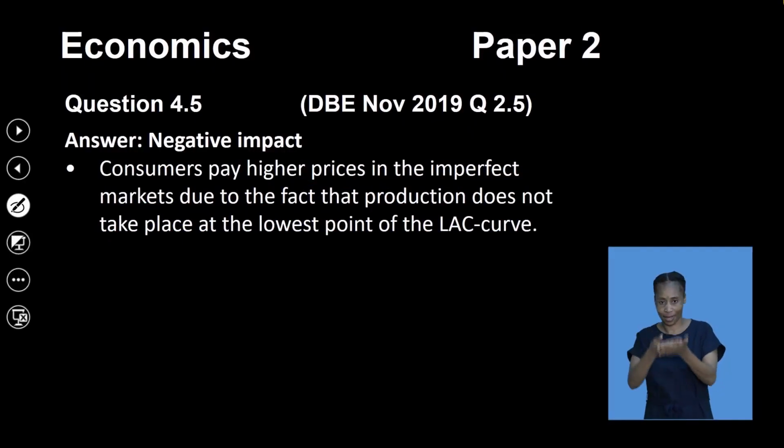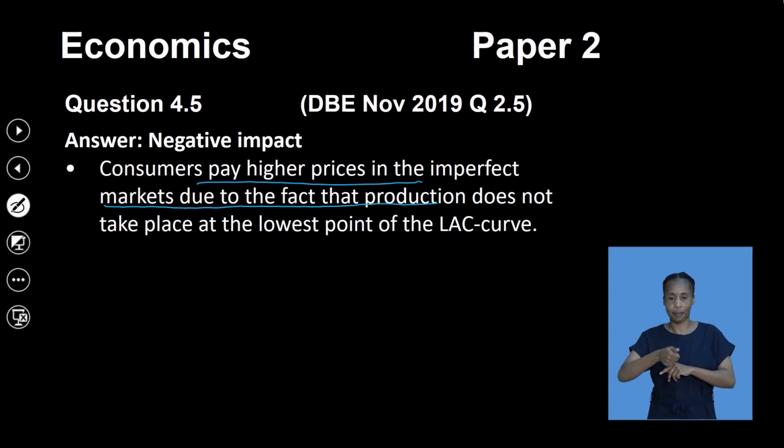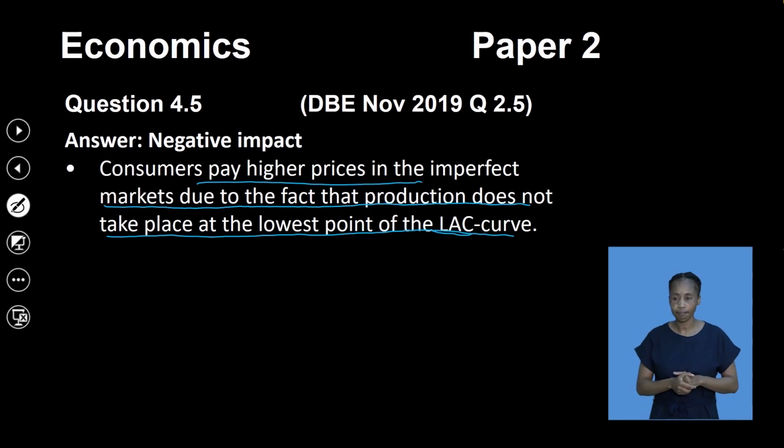Let's continue. We're still looking at our negative impact. It says consumers pay higher prices in the imperfect markets due to the fact that production does not take place at the lowest point of the long-run average cost curve. That is our LAC, at the lowest point of our LAC.